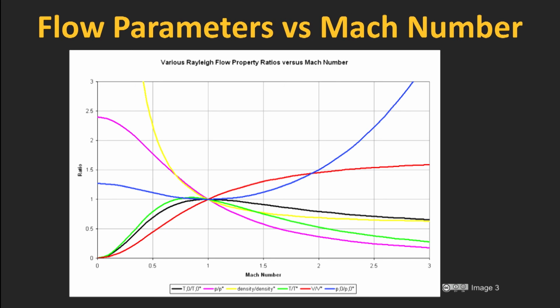Now that we've developed relationships for all the flow parameters to the choked location, let's make some plots and look at what they're telling us. The blue line here is the ratio of the total pressure P naught to P naught star, and the black line is the ratio of total temperature T naught to T naught star. Now we know that in the scramjet engine, the flow is going to enter the combustor with a supersonic Mach number m1, which could be anywhere between 2 to 3 or even beyond that.